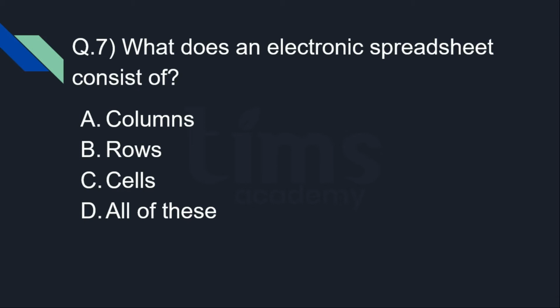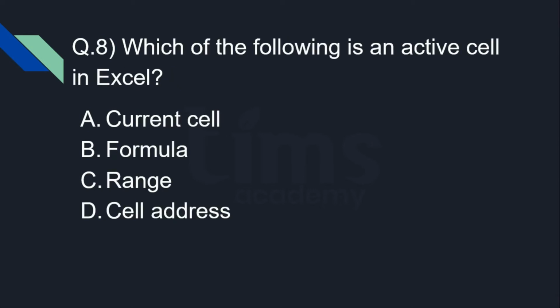Question number 7. What does an electronic spreadsheet consist of? Option A, columns; option B, rows; option C, cells; option D, all of these. The answer is option D, all of these.